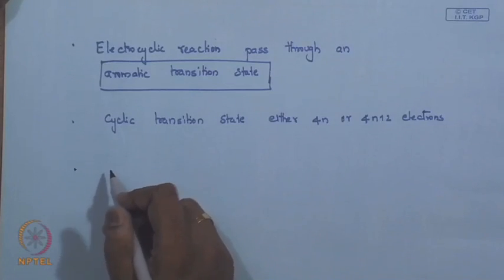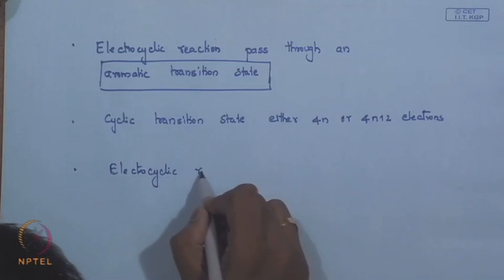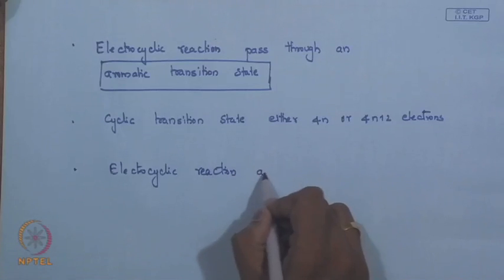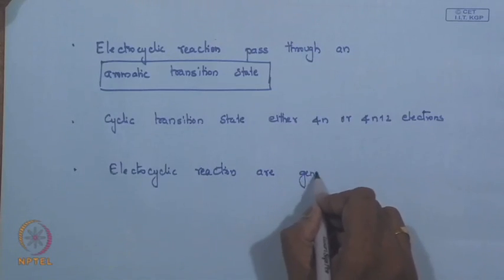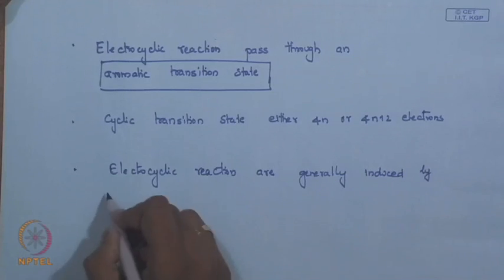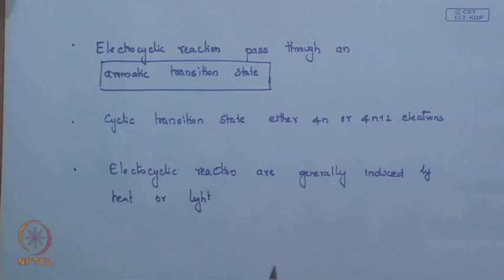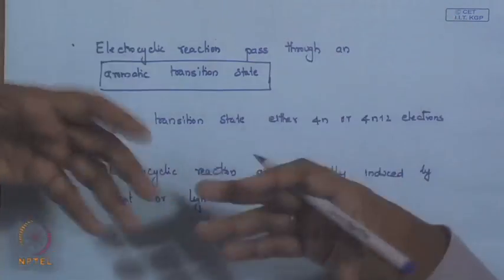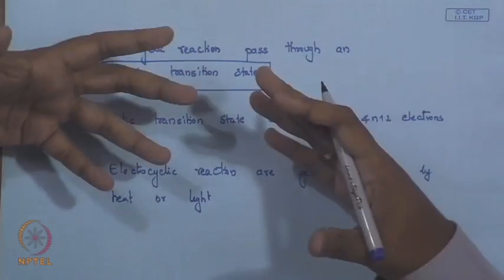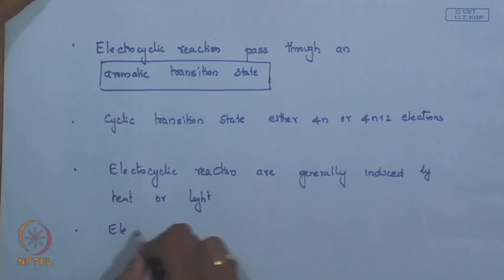Another thing about electrocyclic reactions is that they are generally induced by heat or light. To carry out an electrocyclic reaction, either you heat the system, or on the other hand you can shine light on the system, so that it can undergo this cyclization reaction. And one more important point to remember is that electrocyclic reactions are reversible.